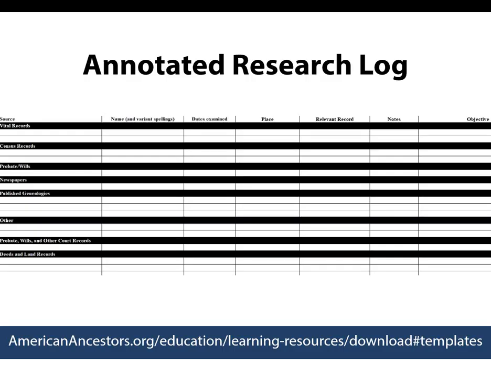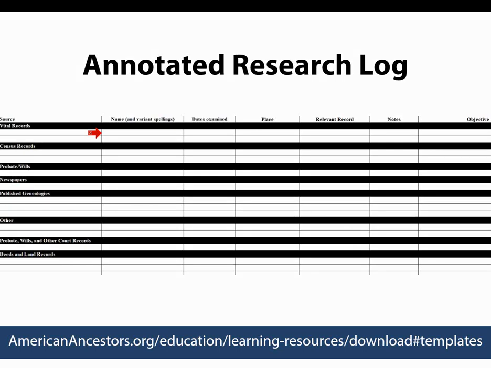an annotated research log. It is just a fancy name for a spreadsheet. So this is an example of an annotated research log. This is a template that I've created. This is something that we use in research services. And what it does is it allows you to record each of your ancestors.